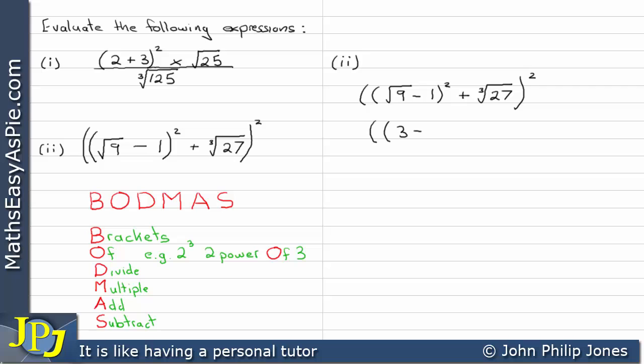So the square root of 9 is 3, minus the 1. All of that is then squared, plus, and of course the cube root of 27 is 3, and then we close the brackets and all of it's squared. Now 3 minus 1 is 2, squared is 4, so I write 4 there, plus 3, and then of course we'll square the lot. And of course 4 plus 3 is 7, and 7 squared is 49.